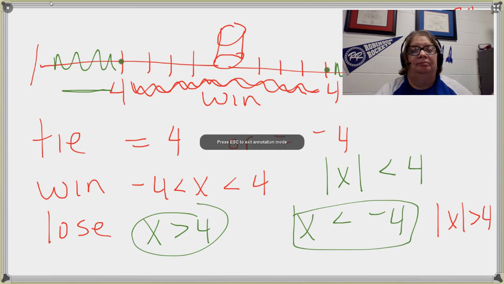And you'll notice that, again, anything in between, if he landed that football anywhere between this 4 and the -4, he would win. If he landed exactly on the 4 or exactly on the -4, then he would tie. And if his distance was greater than 4, which could have been here or over here, then he would lose. Okay, let's look at some problems.